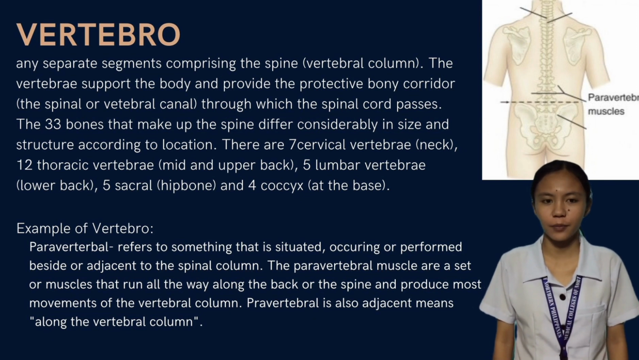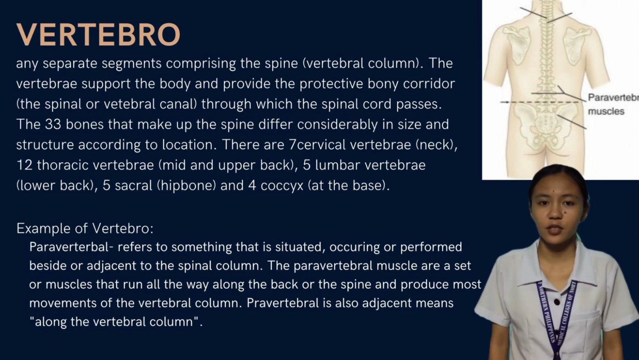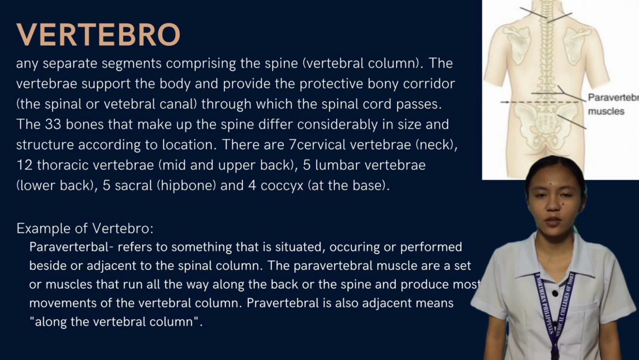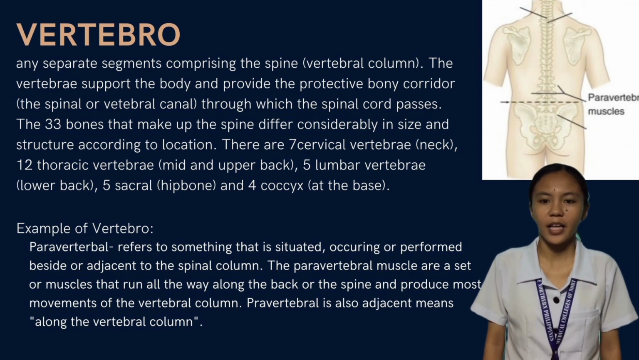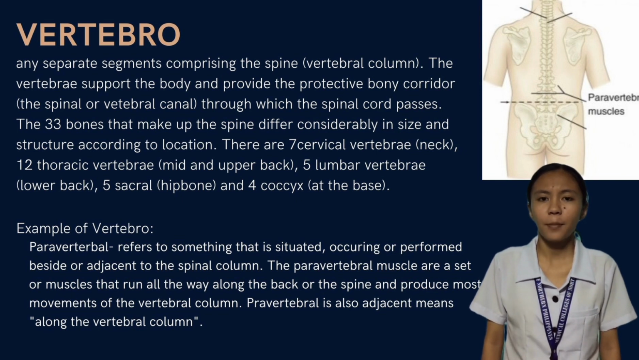Example of vertebro: paravertebral refers to something that is situated, occurring, or performed beside or adjacent to the spinal column. The paravertebral muscles are a set of muscles that run all the way along the back of the spine and produce most movements of the vertebral column.